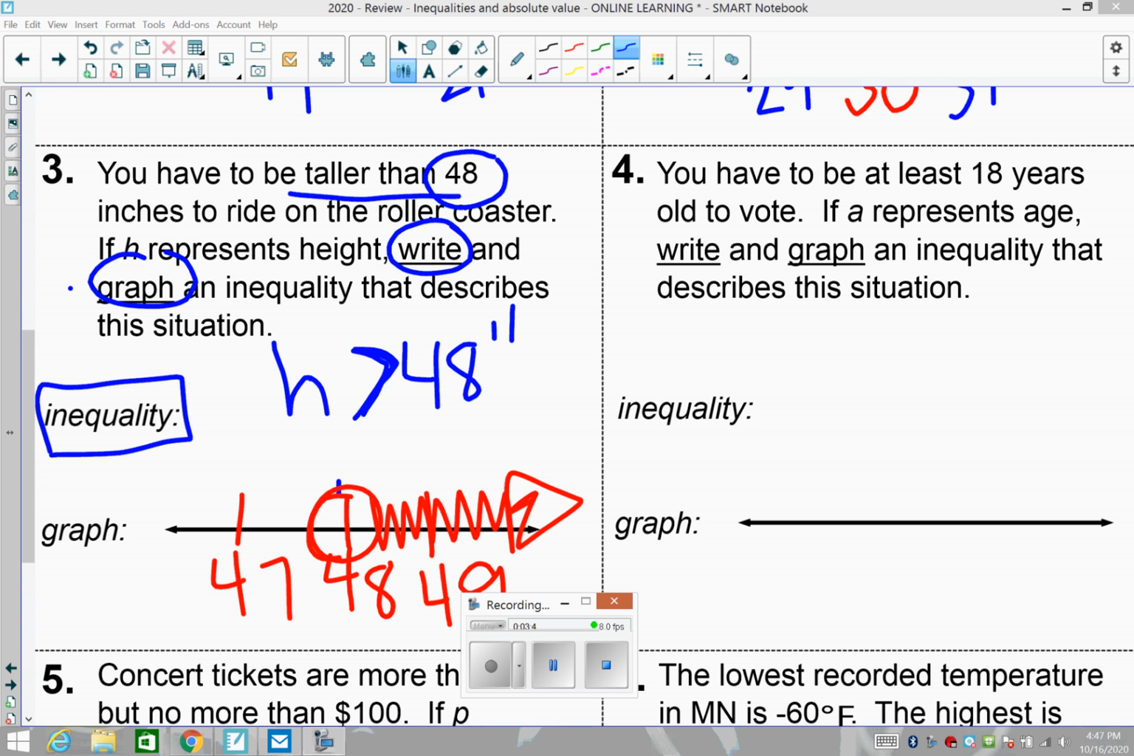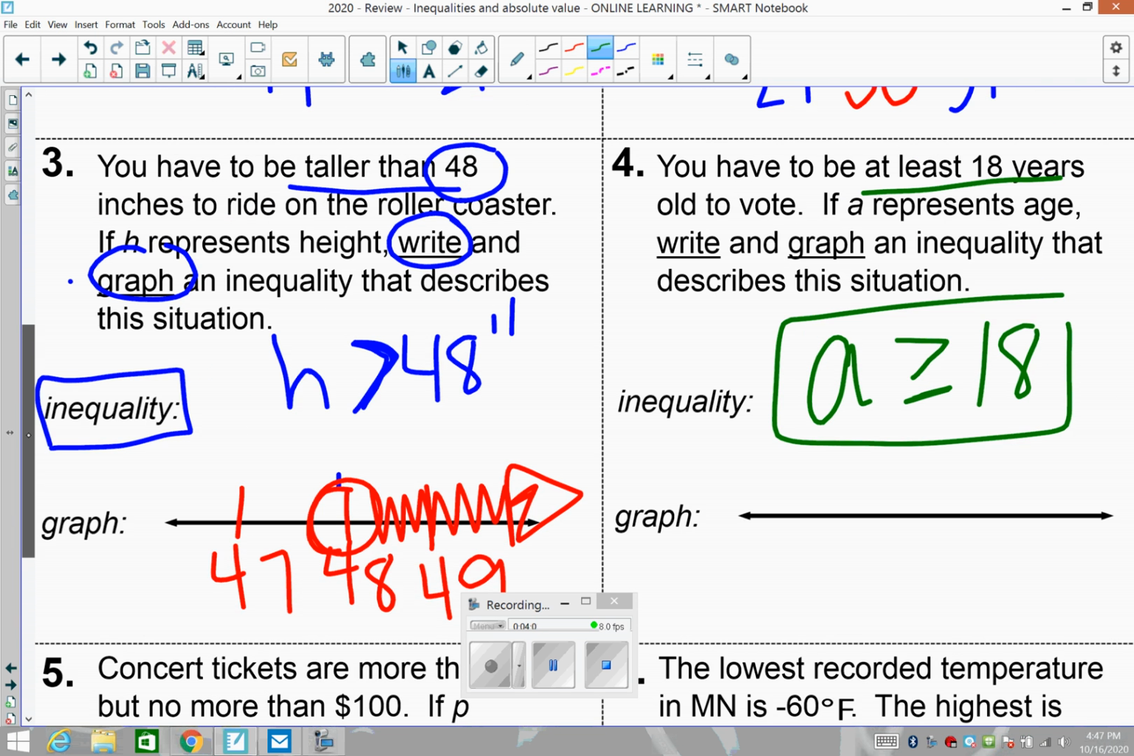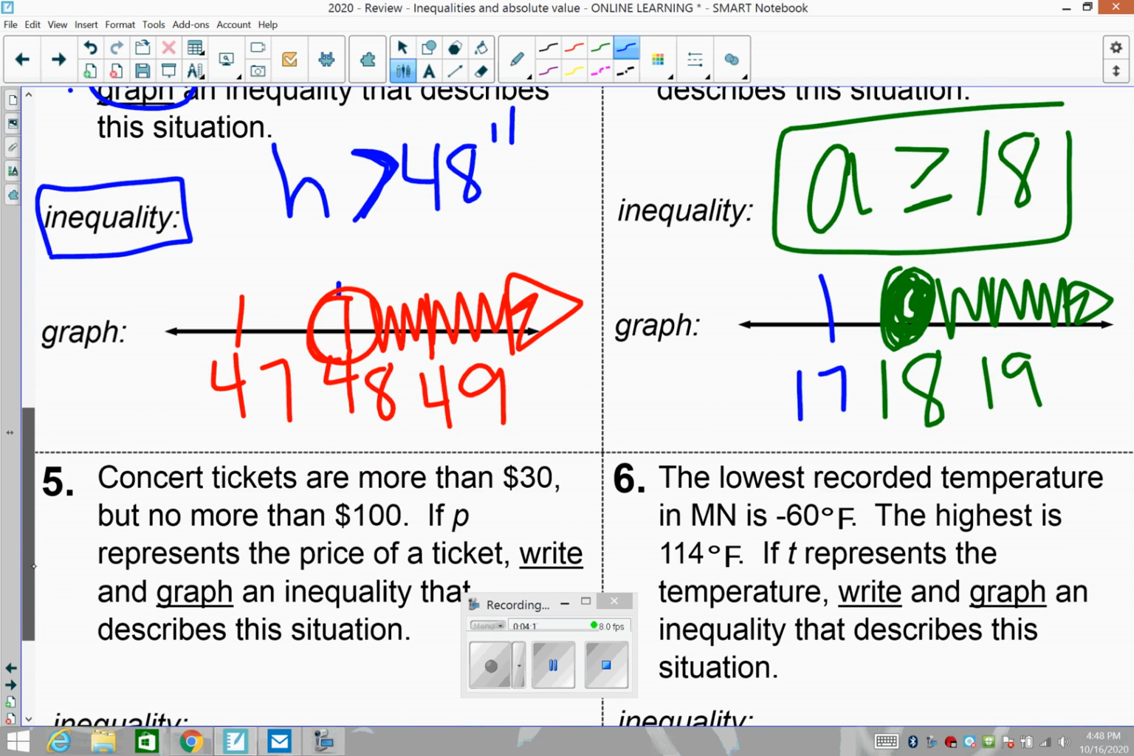Question 4. You have to be at least, meaning 18 or more. You have to be at least 18 years of age or older to vote. So your age has to be greater than 18, or if you're equal to 18, you may vote in the United States. I don't know if that's true for other countries. 18. Closed circle at 18, because if you're 18, you get to vote. If you're 19, you get to vote. However, if you're 17 in the United States, you don't get to vote. So pretty good connection there.